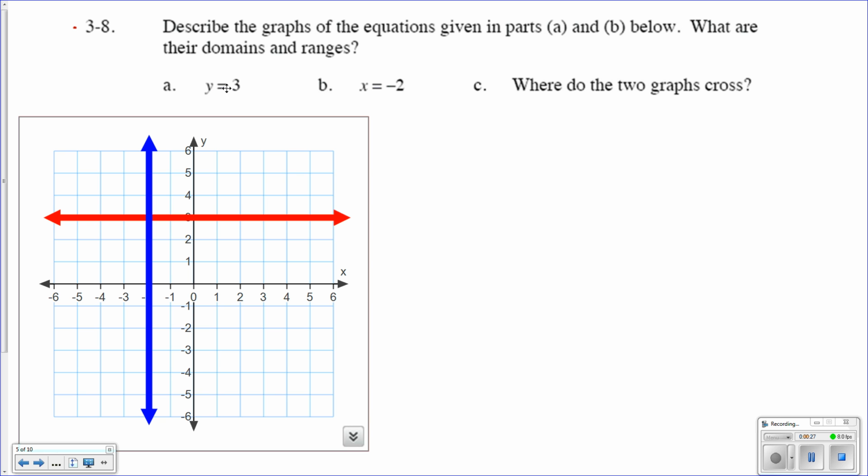So letter A, we have y equals 3. And what you have to think about there is this is going to be a point on the graph, or a set of points on the graph, where y equals 3, because we have no input values right now that we can deal with. So if you think about all the points along this red line here, all the points on the red line going from left to right all have the same y value. y equals 3.